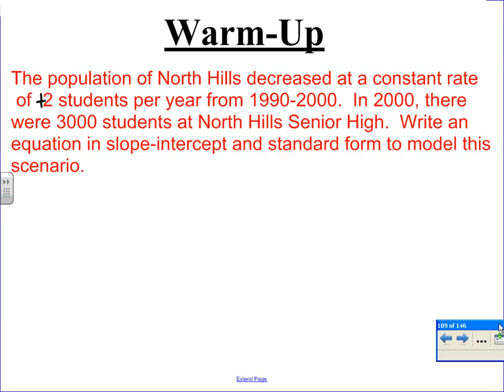First thing I want you to do is, what do we change these dates to? Madison, what do we change the dates to? Say that again? Good, 10. I just couldn't hear you. So to change the interval of dates from 0 to 10, there's a span of 10 years here. Okay, it then tells us in 2000, there were 3,000 students at North Hills Senior High. So what ordered pair is that?